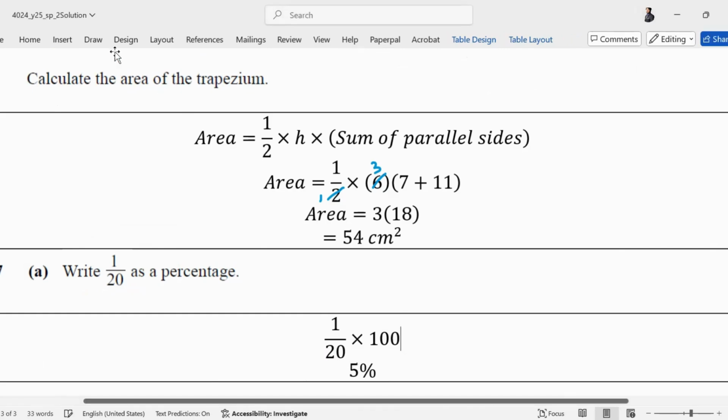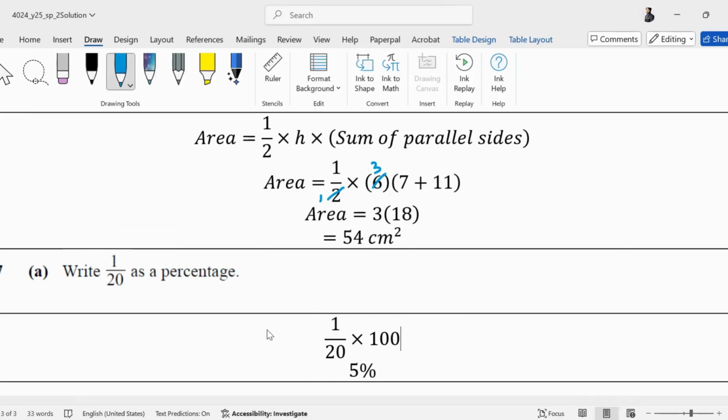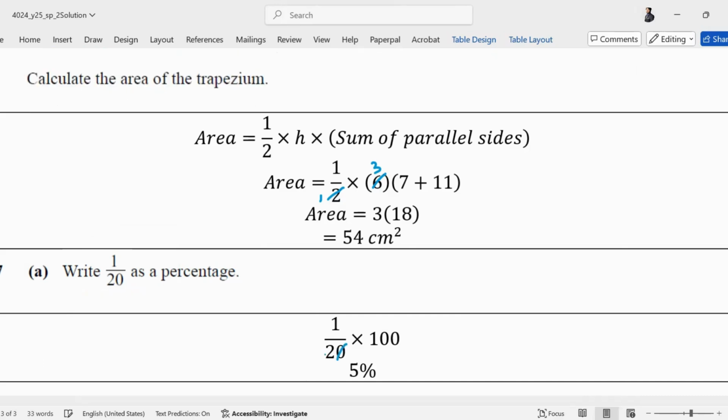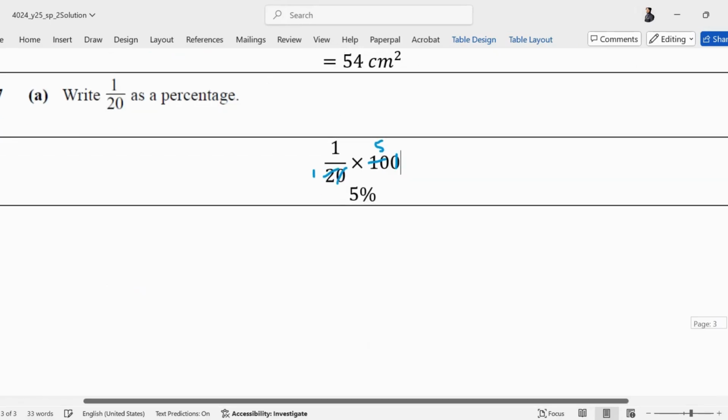I'll just do the cancellations for you so that you are able to understand how to attempt paper one. Zeros and 0 cancelled out. Two ones are 2 and 5s are 10. So the answer is 5%. Converting a fraction into a percentage, you only need to multiply the fraction by 100.